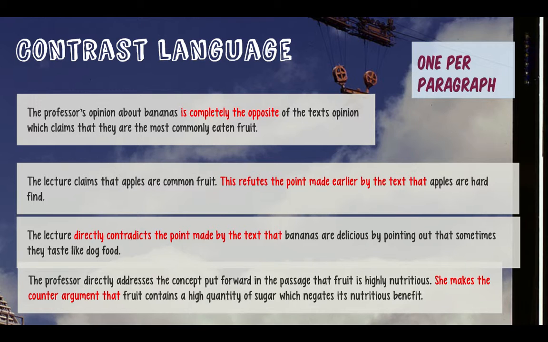You can get crazy and complicated in the independent, but in the integrated writing, you want to put all of your focus on ideas, and you don't want to worry so much about having crazy grammar or crazy vocabulary or saying things in a really strange way. You want to be very simple. Here's what the professor said. Here's what the writer said. They don't agree. Keep it simple.